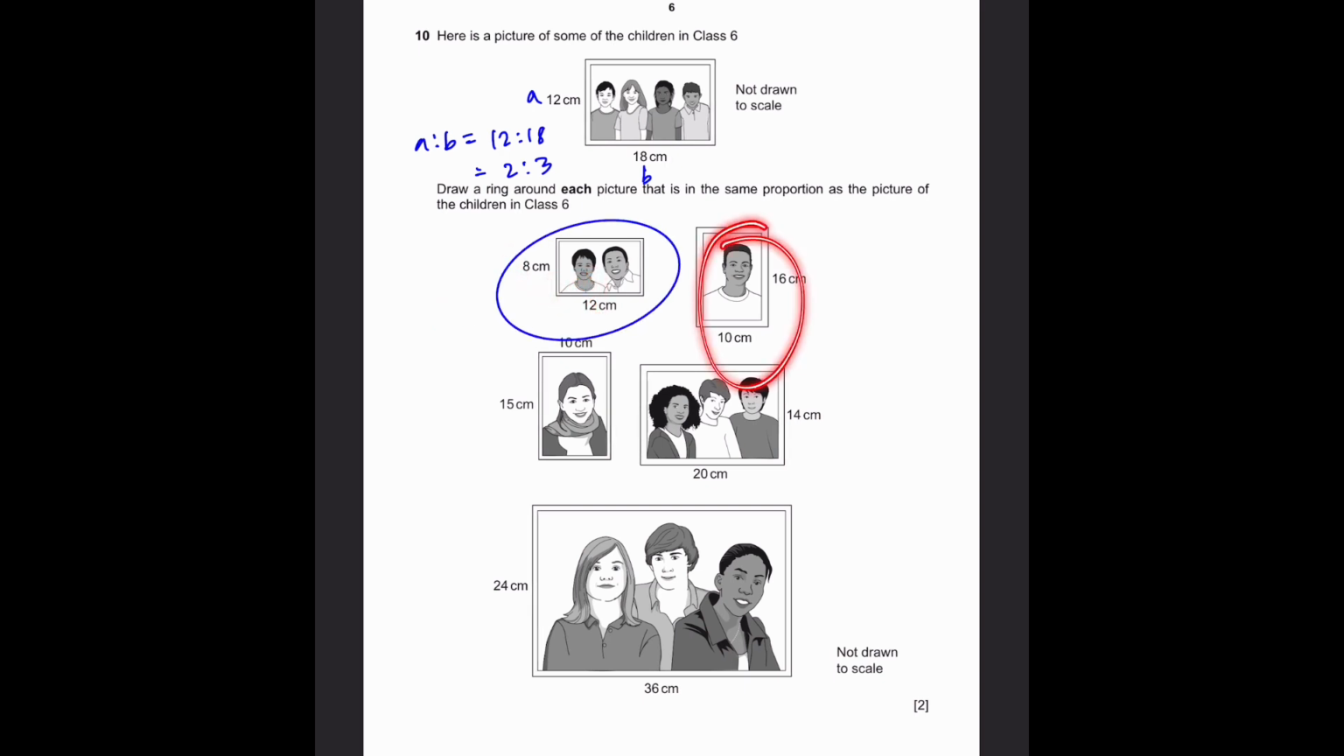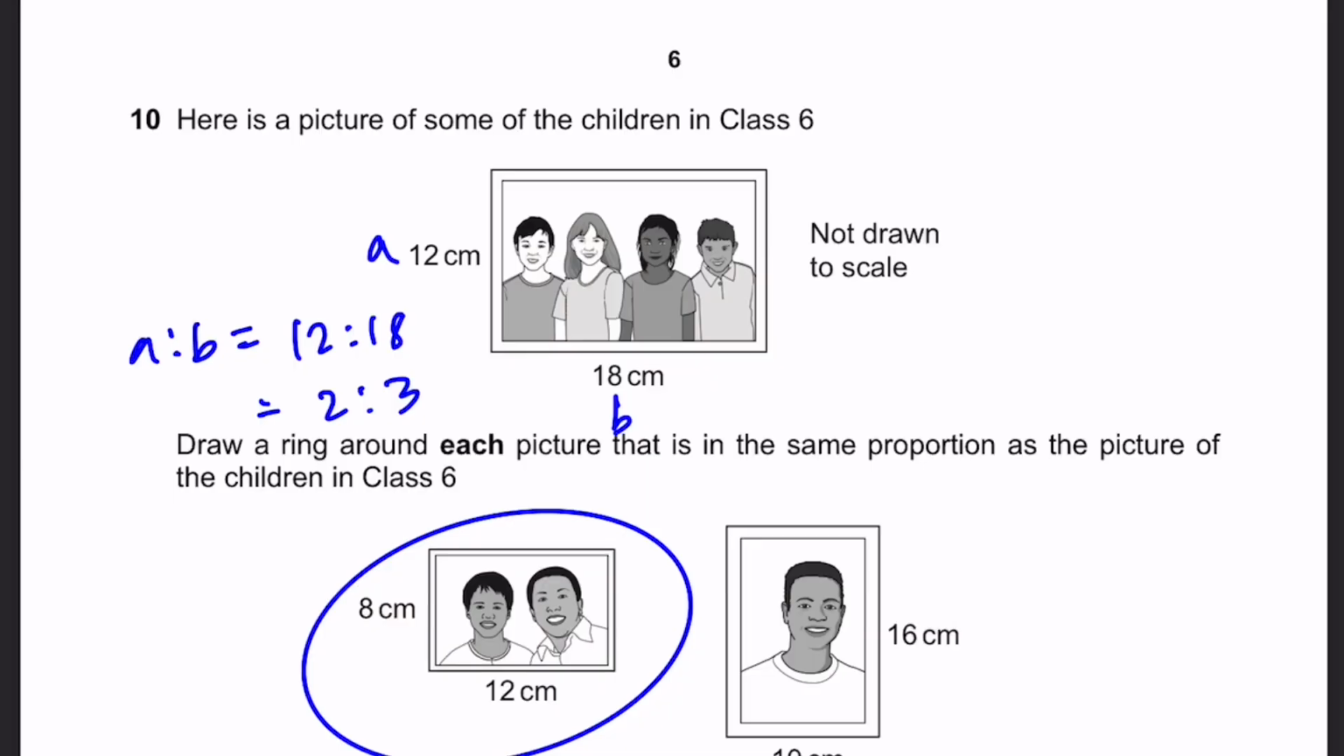For this one, this is 16 is to 10, which is 8 is to 5. That's not correct. This one is 15 is to 10, which is 3 is to 2, which is in the wrong order, not correct. This one is 14 is to 20, which is 7 is to 10. This is not correct. This one is 24 is to 36, which is equal to 2 is to 3, and that is correct. And so we circle that one as well. That's the answer. Let's go to question 11.